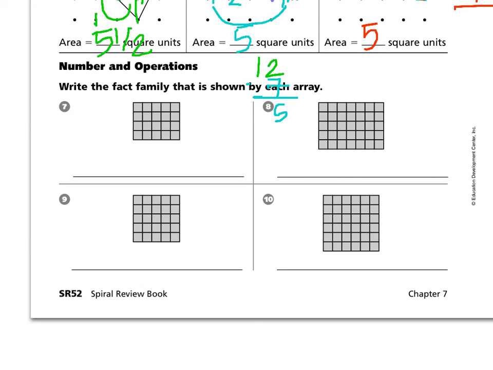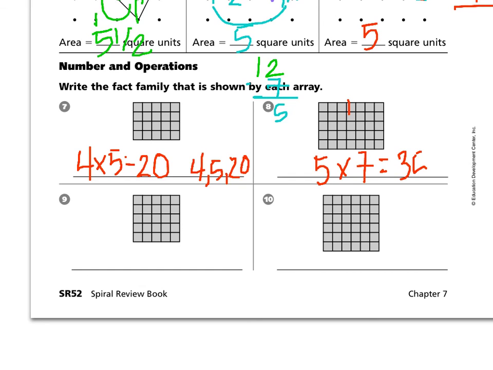For number 7, 8, 9, and 10, we need to write the fact family that's shown by each array. The first one is a 4 by 5. So I know 4 times 5 equals 20. Your fact family is 4, 5, and 20. Your second one, number 8, is going to be a 5 by 7, which equals 35. Your fact family is 5, 7, and 35.